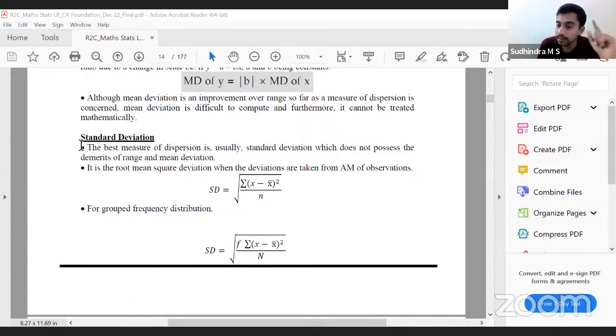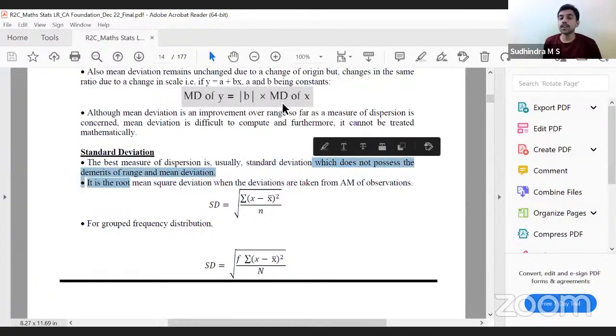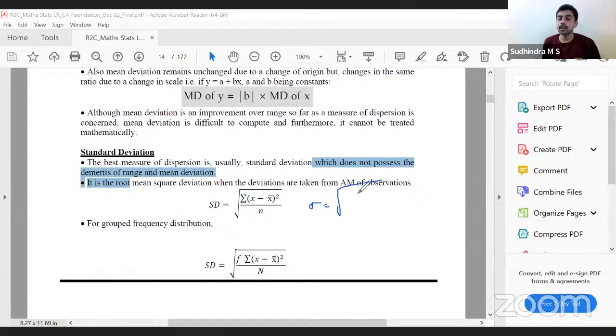In measures of central tendency, we have arithmetic mean. Here we have standard deviation. Right? The best measure, standard deviation does not possess the demerits of range and mean deviation. Now it is root mean square deviation when deviations are taken from arithmetic mean. We can calculate standard deviation in case of ungrouped data: square root of summation x minus x bar the whole square by n, or summation x square by n minus summation x by n the whole square, or x bar the whole square.